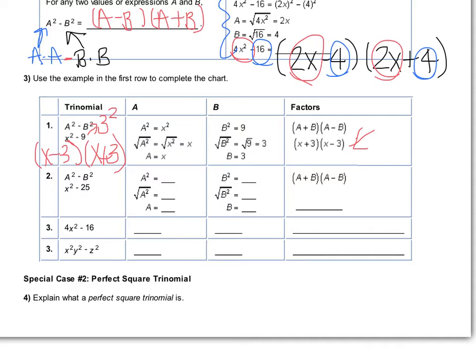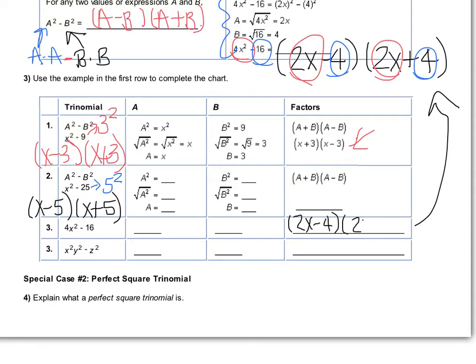For the second one, we have x squared minus 25. Well, x squared is a perfect square, and 25 is really 5 squared. So I can write this as x minus 5 times x plus 5. We already did 4x squared minus 16, that was the example we had up here. So we know the answer to that is 2x minus 4 times 2x plus 4.